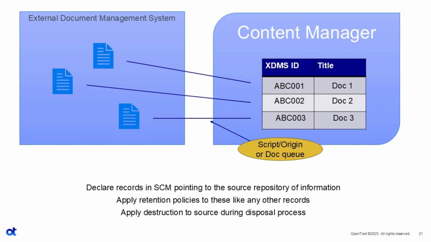With the Manage in Place approach, Secure Content Manager holds a catalog of declared records, but the actual documents remain in their original source system, whether that's OneDrive, Teams, or another repository. Each record in SCM includes an external ID that points back to the source document. This linkage allows SCM to apply retention policies and even trigger disposal actions on the original file, all without moving or duplicating content.